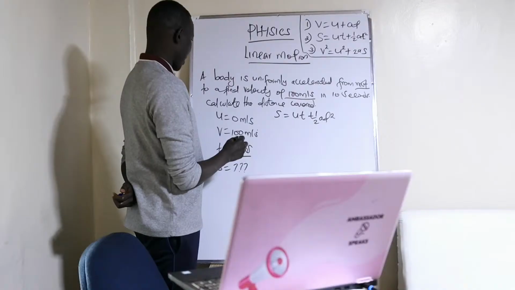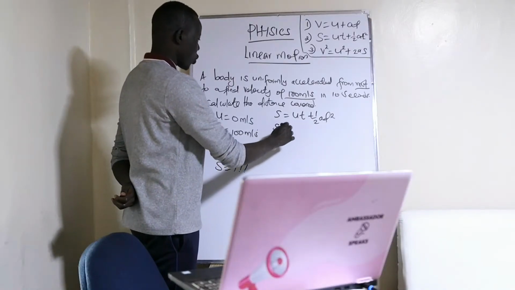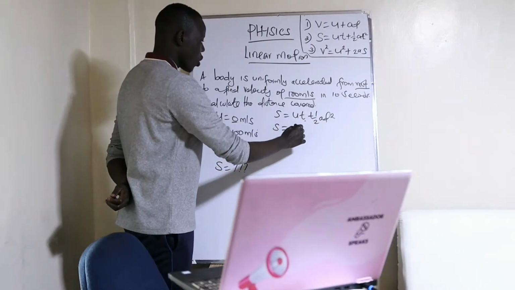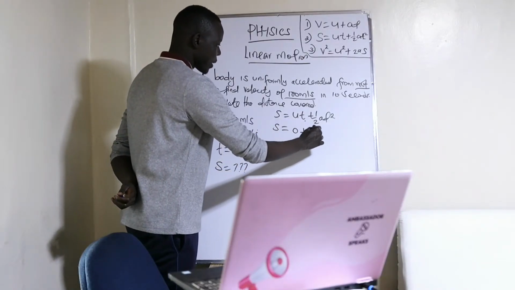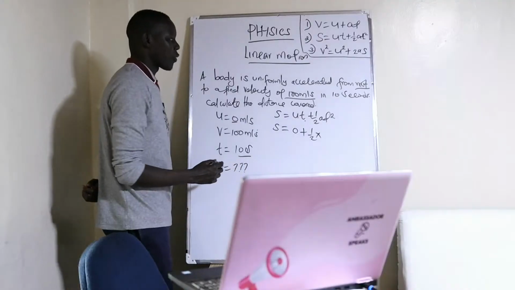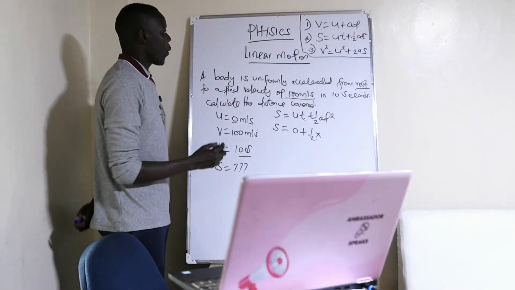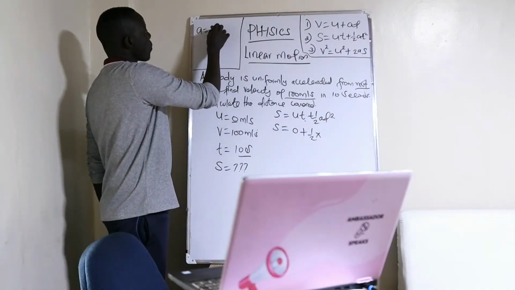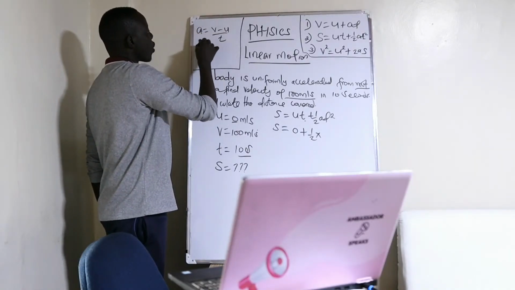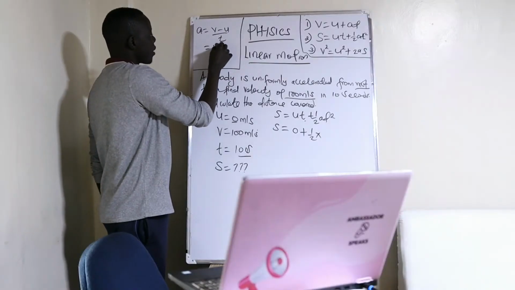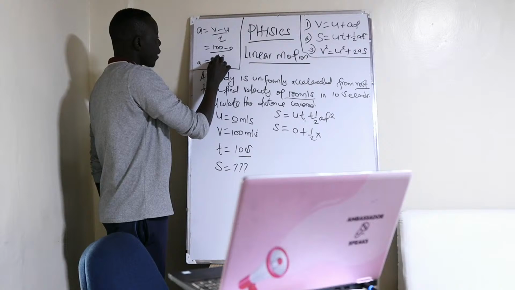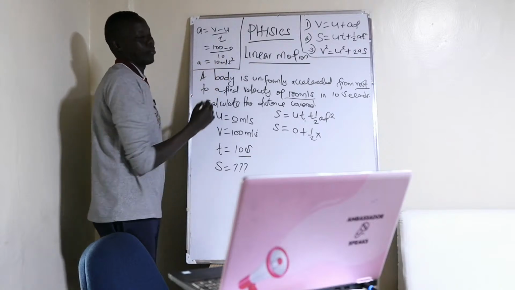S, we don't have... equals to u, 0 times t. Hapa itakuwa 0 plus half times a. Now ask yourself, where is a coming from? A, aja nifanyia hapa, ndafuta a is equals to v minus u over t. V, 100 minus 0 over 10. So our a is going to be 10 meters per second square.